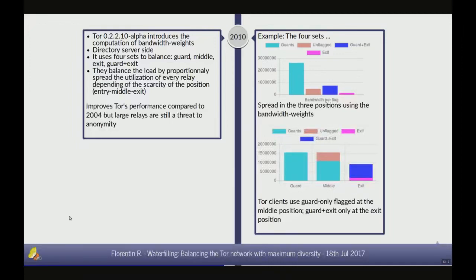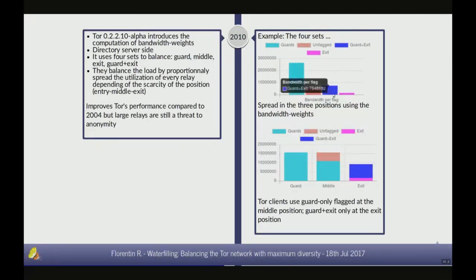And so here, for example, you have data from last month. So these are real data. We have many guards' bandwidths. And since we have three-hop circuits, we want each position to have, on average, the same amount of bandwidth. Or if we don't have that, some part of the bandwidth is wasted. So that's what the bandwidth weights are doing. Here you can see that they just give a part of the guard bandwidth to the middle positions.